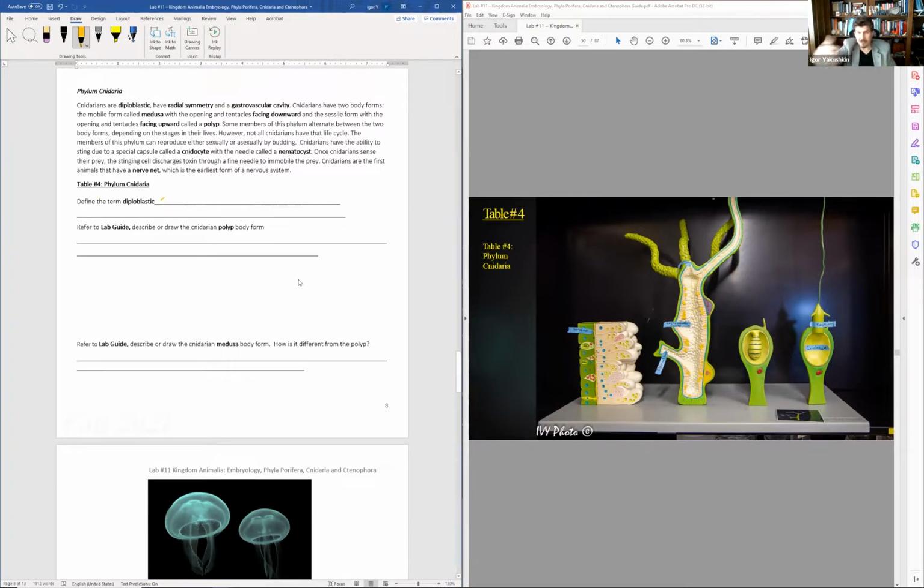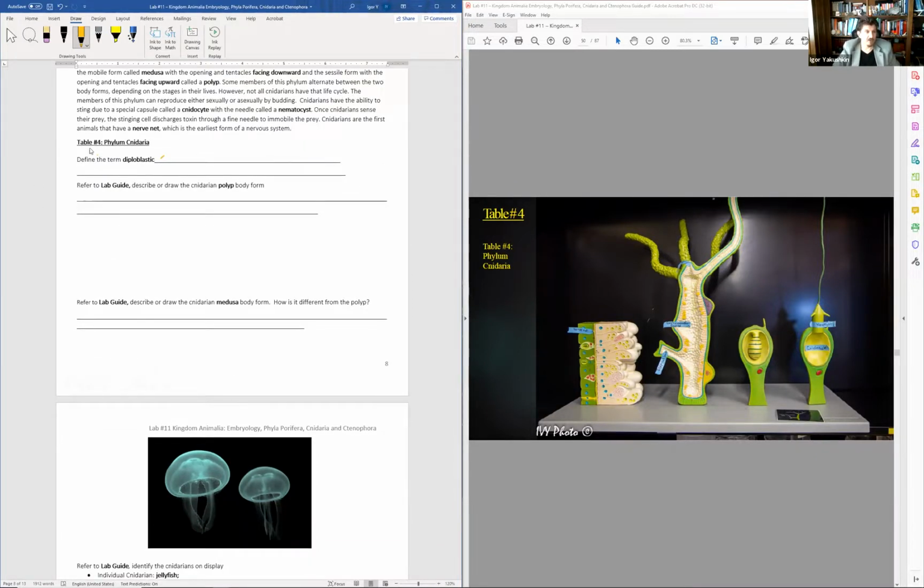In the video you're supposed to watch on the Cnidarians, they will be showing how two anemones fight each other, releasing those particular cnidocytes trying to poison each other. And one of them will prevail. So, define the term diploblastic, already did. Two embryonic layers, ecto and endoderm.